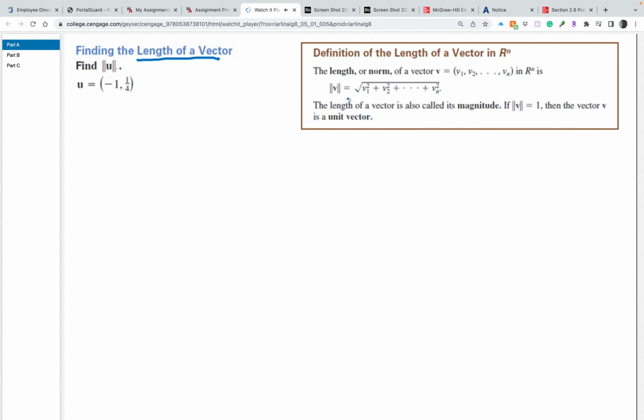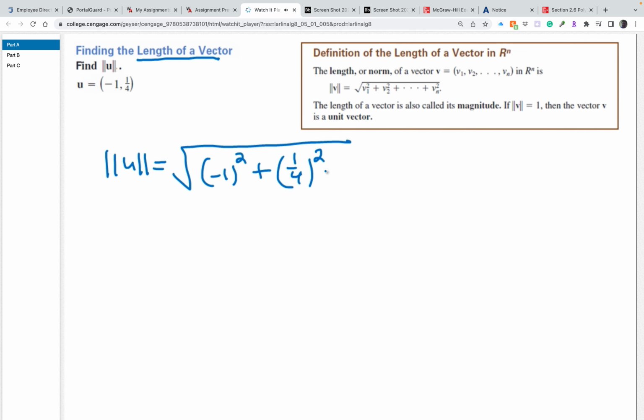So we see that to find the length of a vector, we take the square root of the sum of the squares of the components. So to find the length of this vector u, we take the square of the first component, which is the square of -1, and we add the square of the second component, which is 1/4. And so this is going to give us the square root of 1 plus 1/16, and that will be, when we combine these, the square root of 17 over 16.